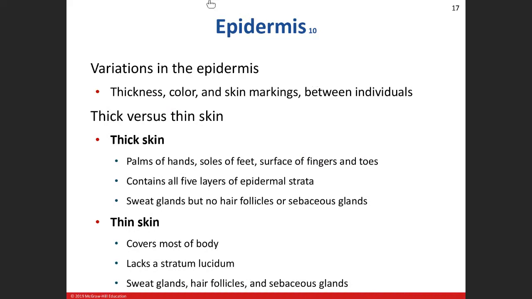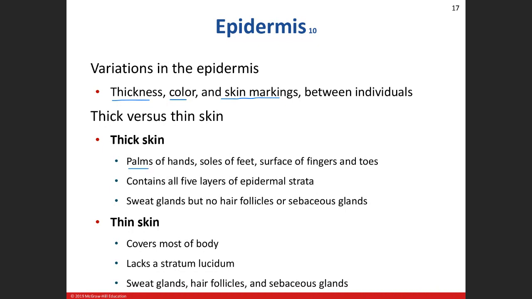All right, a couple variations in the epidermis. There's three categories: how thick it is, the color, and the skin markings. This is the exact same slide that we used in lab. So we'll start with the easiest, in my opinion: thick versus thin skin.